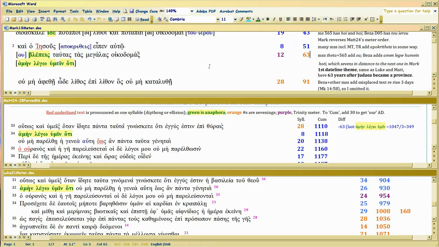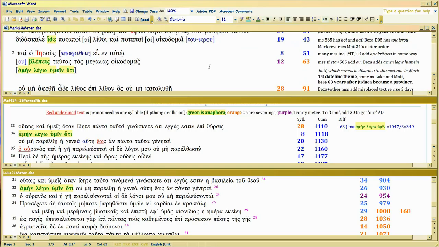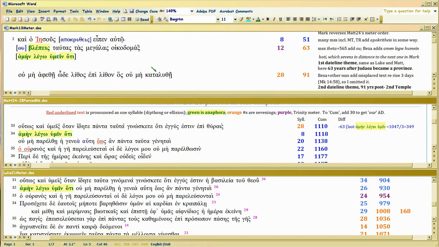Right there. That's 63. That's the first date line. Okay? And it's interrupting. It's in the middle of a sentence. Christ is saying, you see all these great buildings? He's very sarcastic. Believe it when I tell you, not one of them is going to be on top of another.